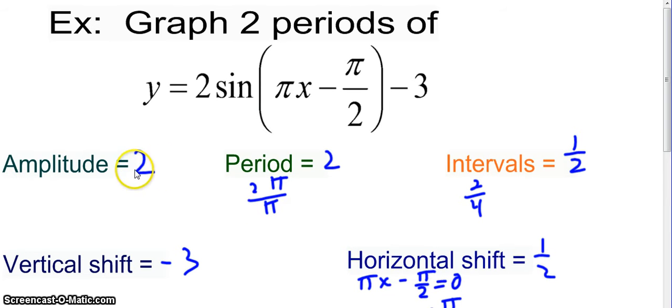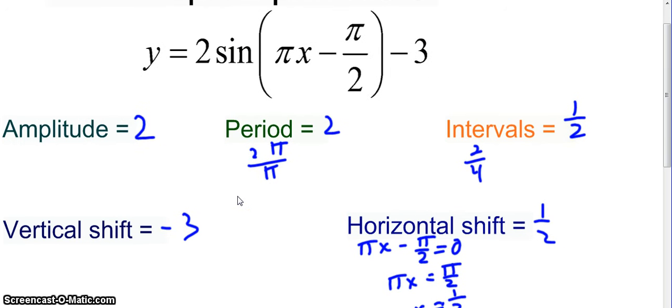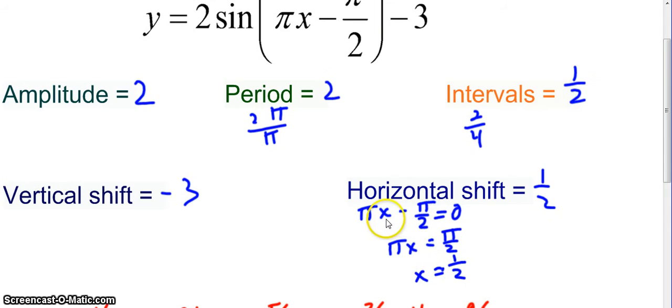Alright, so hopefully we got that the amplitude is 2, the period is 2, the intervals are 1/2, the vertical shift is -3, and the horizontal shift is also 1/2. I wanted to point out this is a coincidence that those are both 1/2. It is a coincidence that the amplitude and the period are 2 as well. So don't let that confuse you. Here's my work on how I got any of that information, if you are confused on that.